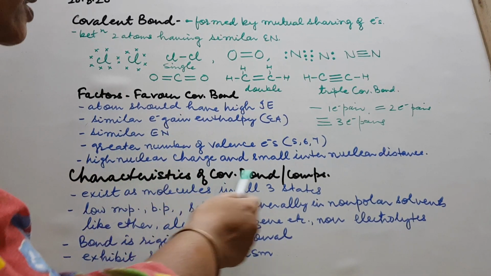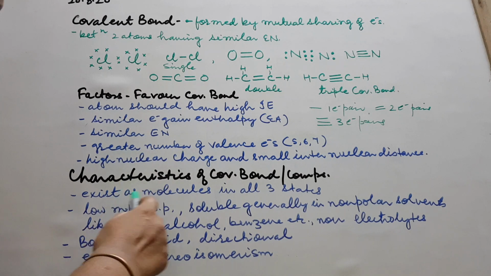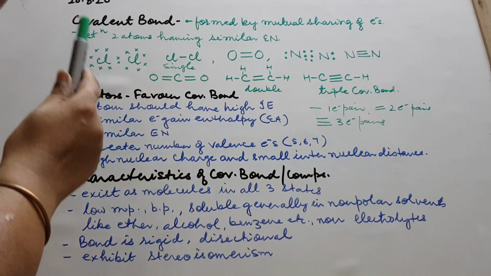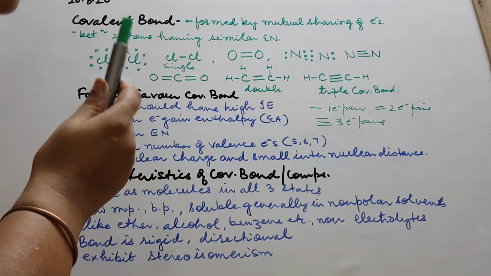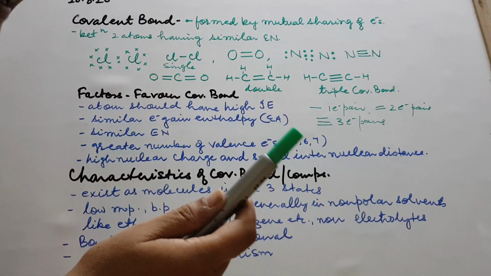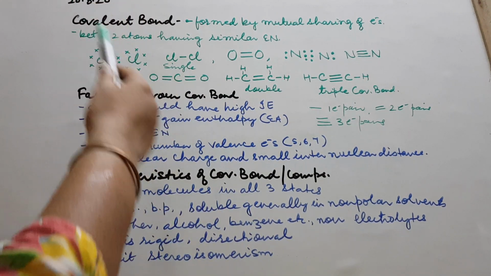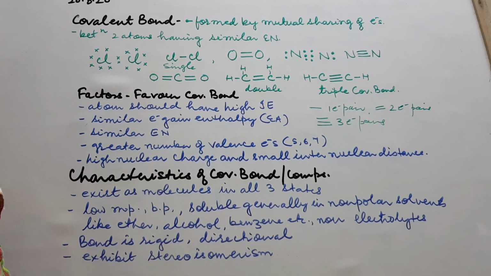Now, characteristics of covalent compounds. They exist as molecules in all three states: liquid, solid, gas, all three, while ionic were only in the crystalline form. All solids, no exception. Here they exist as molecules, they were as crystals, and molecules all in three states: liquid, solid, gas.